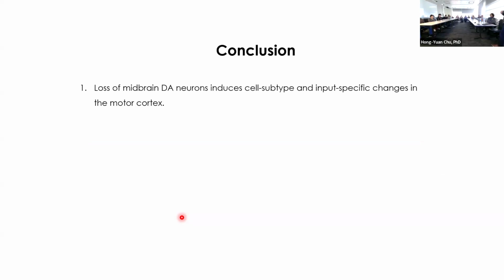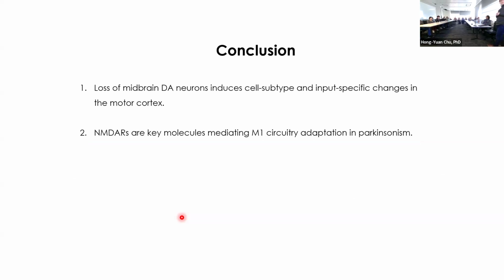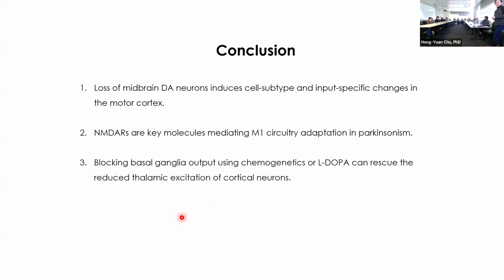And I would just like to take this opportunity to say that loss of dopamine, or Parkinsonism, triggers various subtype- and input-specific changes in the cortical circuit. And we identified that the AMPA receptor could be one of the key molecules that mediate the remodeling of the cortical circuit in the Parkinsonian state. I have no time to discuss it, but we also show that chemogenetic block prevents progressive cortical dysfunction. In the second part, we show that L-DOPA can also rescue this impaired thalamic excitation to M1 pyramidal cells.